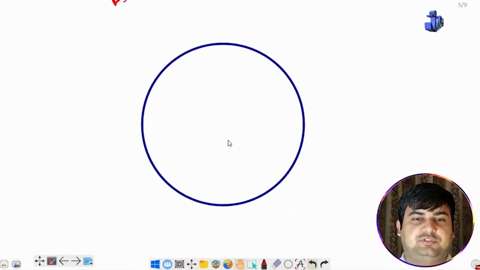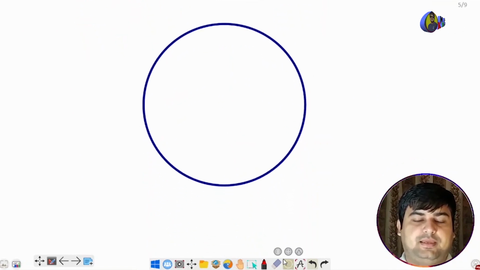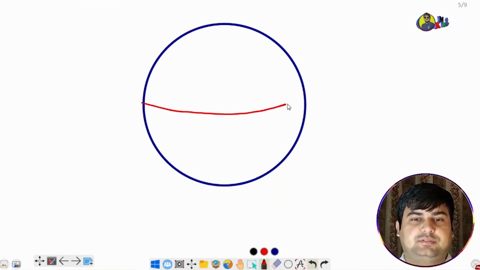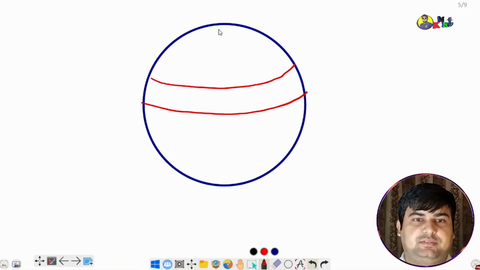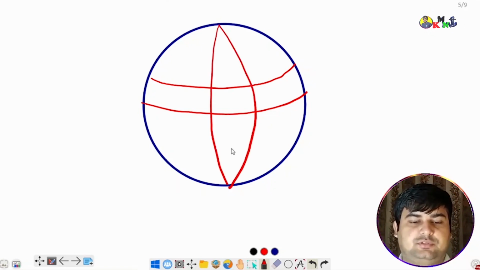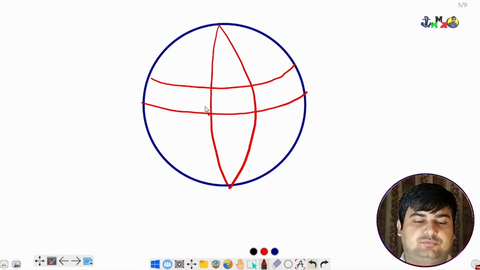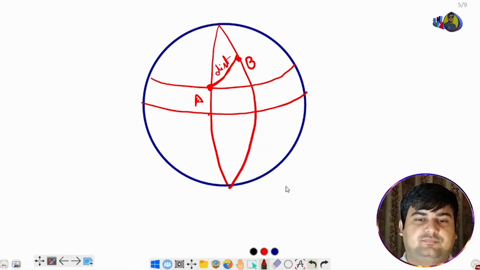This is the surface of the earth. And we will draw some parallels of latitude. This is another parallel of latitude, and this is one longitude, this is another longitude. Suppose this is point A and this is point B. So from point A to B it is going like this. Okay, this is the distance from point A to B. So this is called distance.